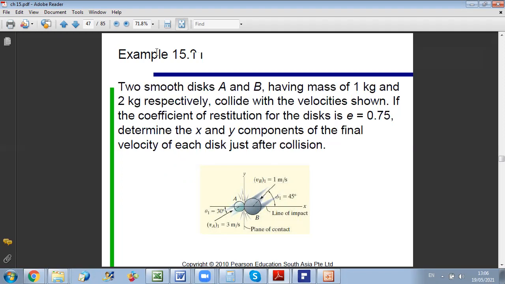So here we have two disks A and B, and we know their initial velocities completely. We know their magnitudes. We know their directions. Okay. So at state 1, we know everything about the velocities. So we just need to find the final velocities. So we have here, as we said before, 4 unknowns.